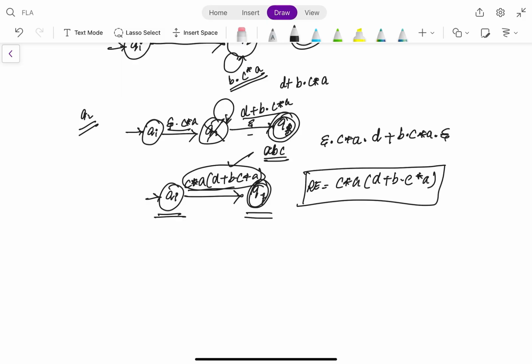I hope you understood. There is one more example in the notes. Please go through it. Let me know if you have any questions.